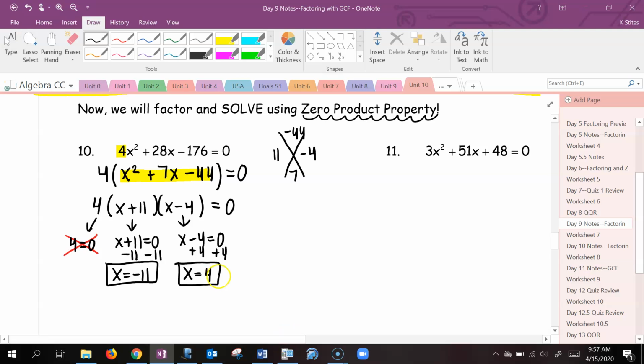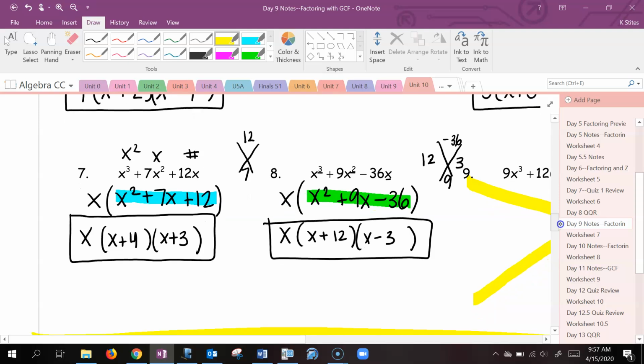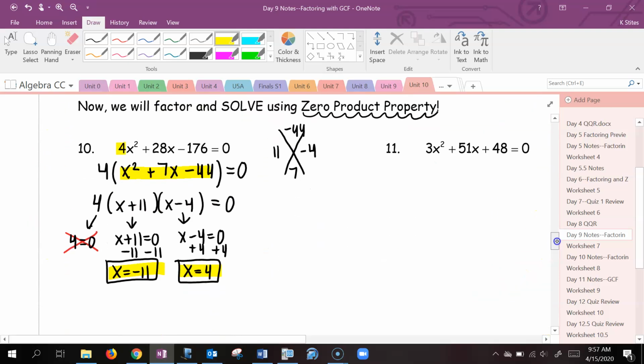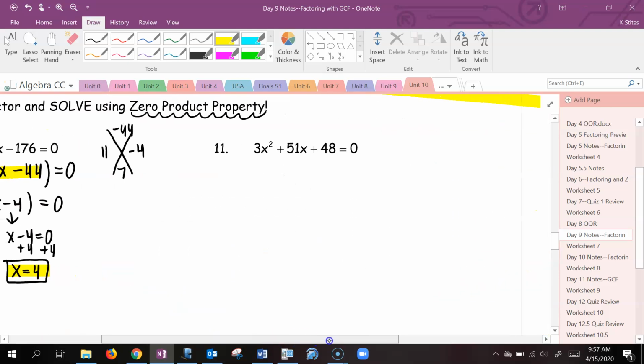Okay, so notice since there's an equal 0, we do actually go ahead and solve. You're going to get these answers as opposed to what we did yesterday. There was no equal sign, so we finished in our factored form. Okay, so we're just going to do these examples and then you're going to do your Canvas quiz.